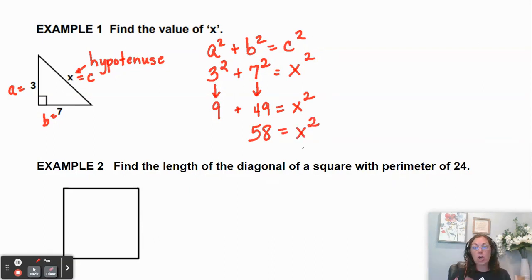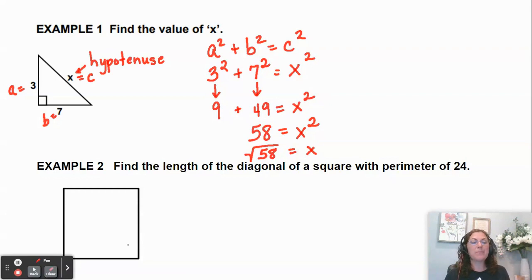Now remember, we don't want x to the second. We want x. And this is where we're going to take the square root. So the x is the square root of 58. Now you can put square root of 58 in your calculator. You'll get 7 point something. Okay. But I want you to see how you set up with the Pythagorean theorem.